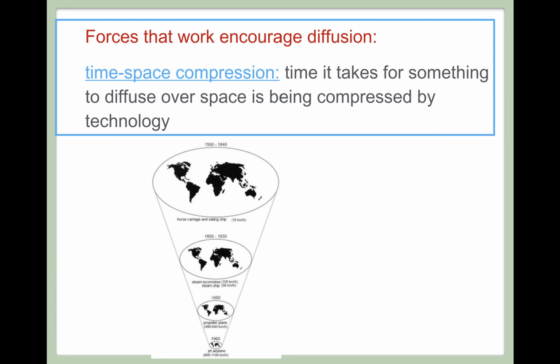Last section here. Geographers like to focus on what encourages things to diffuse and what discourages ideas and people and goods to diffuse. So let's put on the left-hand side forces that work to encourage diffusion, and then right below that on the left-hand side, let's take this term time-space compression. Something that helps encourage ideas to spread over space is the fact that the time it has taken for an idea to spread over space has been compressed. What I mean, let's look first at this example and then I'll go back to the definition.